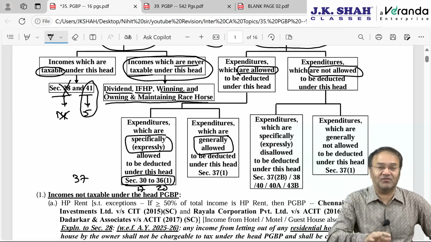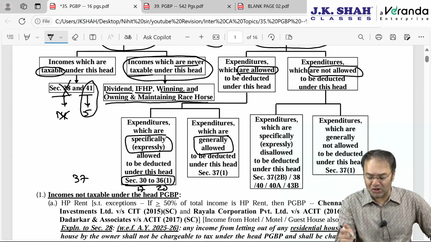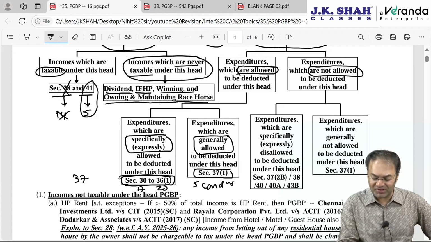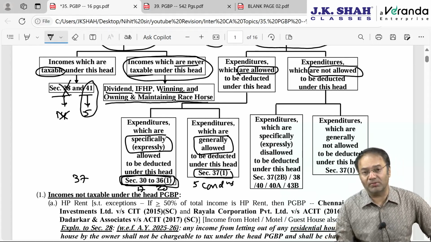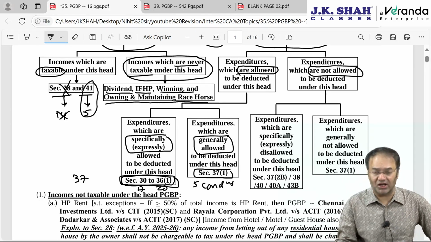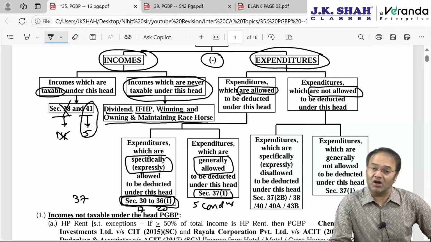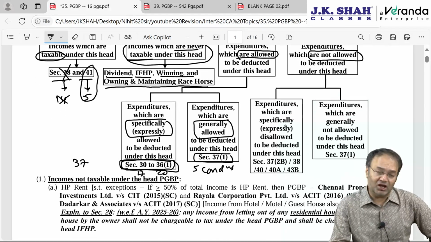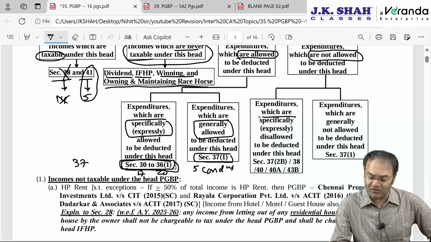Expenditure which is not specifically allowed, that is expenditure which is generally allowed, is governed by the single section 37(1). Section 37(1) has got 5 conditions. If these 5 conditions are satisfied, then any expenditure which is not covered by section 30 to 36(1) will be allowed under 37(1), generally allowable expenditure. Now coming to the second category, expenditures which are not allowed to be deducted. Again divided into two categories: expenditure which is specifically, expressly disallowed, and expenditure which is generally not allowed.